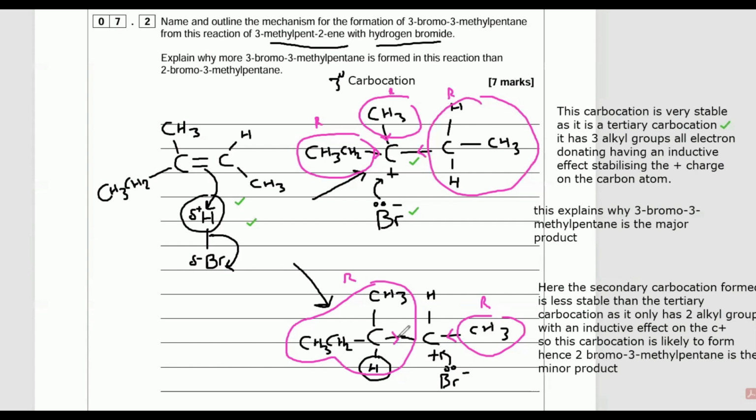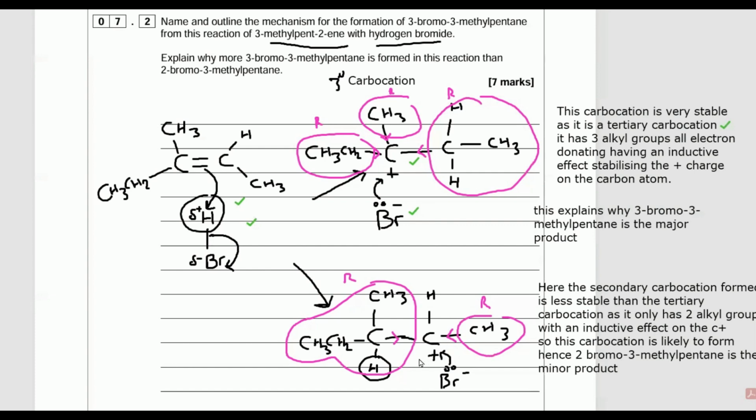But as it only has 2 R groups, there's less of an inductive or stabilizing effect on the positive carbon atom. And so the carbocation is less stable than this one, which has 3 R groups, which has a greater inductive effect on the positive carbon atom. And so we're much more likely to get 3-bromo, 3-methylpentane as the major product, whereas here 2-bromo, 3-methylpentane is going to be the minor product. Okay, and that should get you all of the marks.